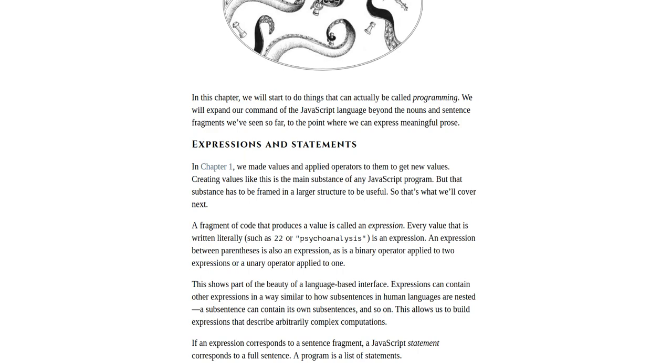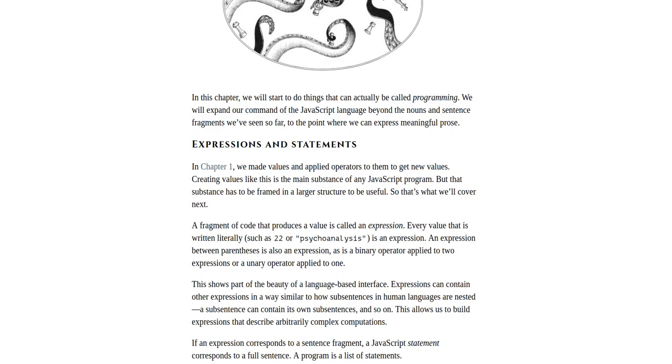Expressions and statements. In Chapter 1, we made values and applied operators to them to get new values. Creating values like this is the main substance of any JavaScript program. But that substance has to be framed in a larger structure to be useful. So that's what we'll cover next.